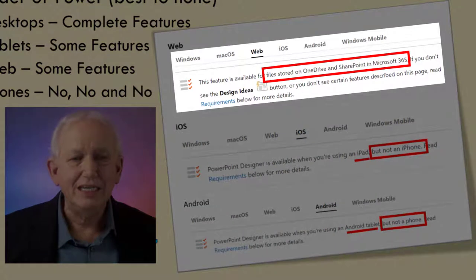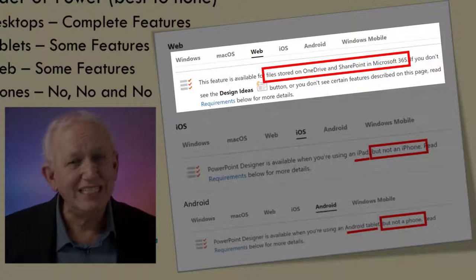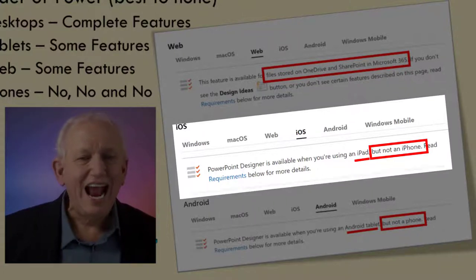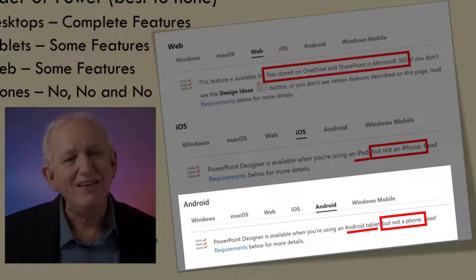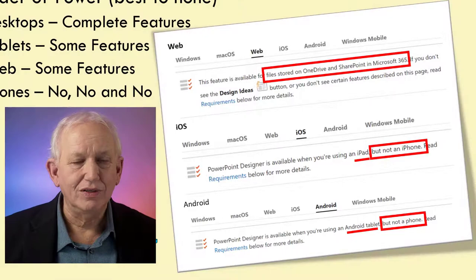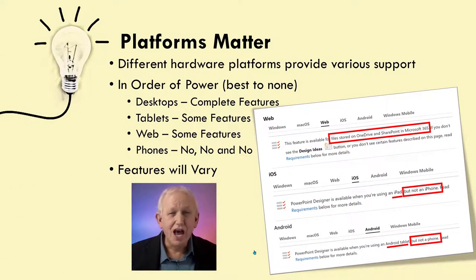Under the web section, if you're saving your files on OneDrive or SharePoint in Office 365, then you will get design ideas using your web browser. If you're working with iOS, you're going to find that the iPads do work, but not on an iPhone. And the same thing with Android, with many of the Android tablets working, but no, it's not going to work on an Android phone. And to reemphasize, even if the tool is available on a non-desktop environment, you may see reduced functionalities if you're on a more mobile environment.